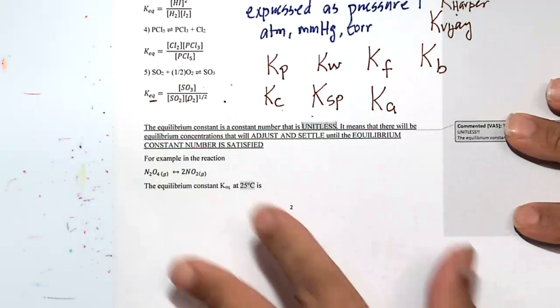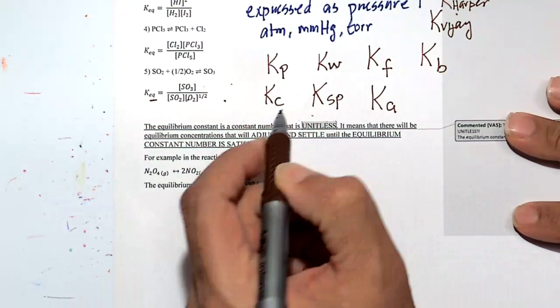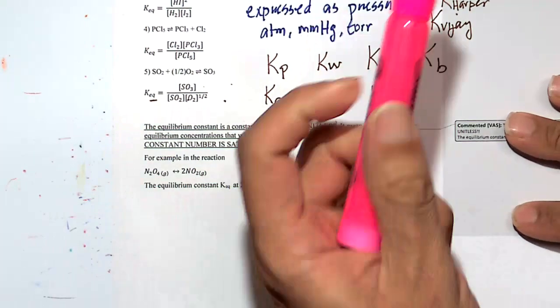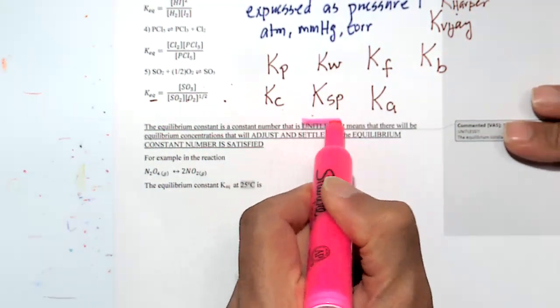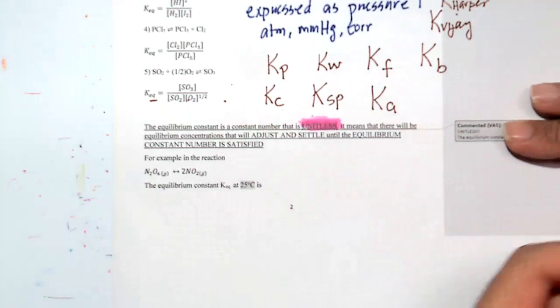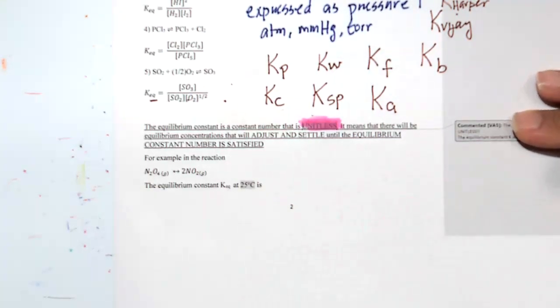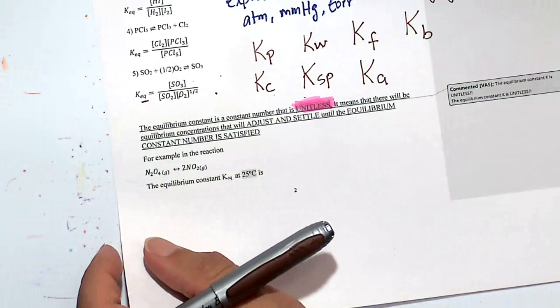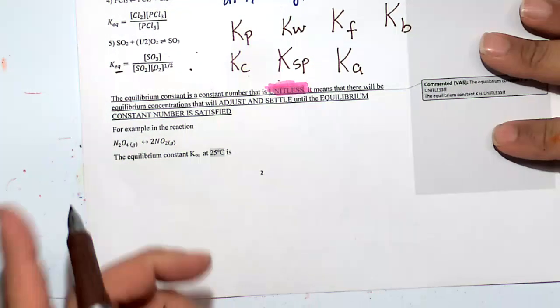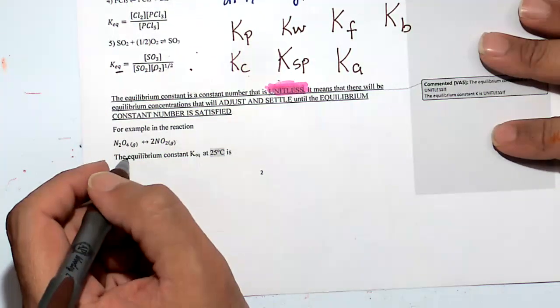All right. Kind of the same thing here. Unitless. This is another thing. I've seen students put units by K, and that's not correct. So no units on this equilibrium constant, capital K. So let's do some examples here.